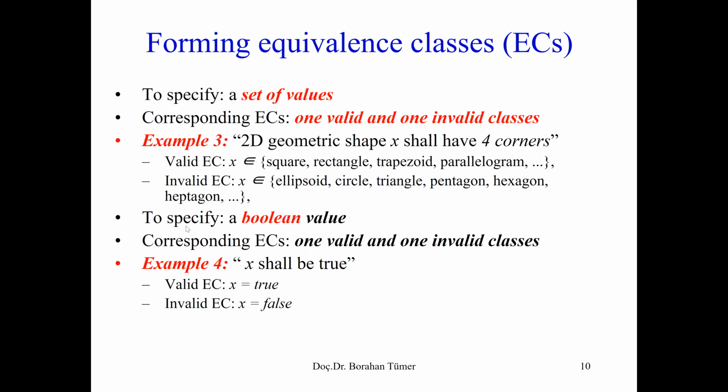Well, what to do to specify a Boolean value? With what equivalence classes am I going to specify a Boolean value? Again, one valid and one invalid equivalence class will I use to specify a Boolean value. An example is here: x shall be true. The valid equivalence class is that x is equal to true, and the invalid equivalence class is x is equal to false.